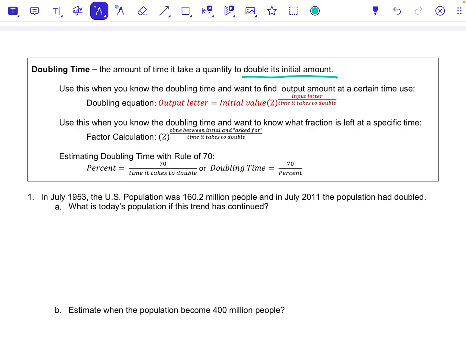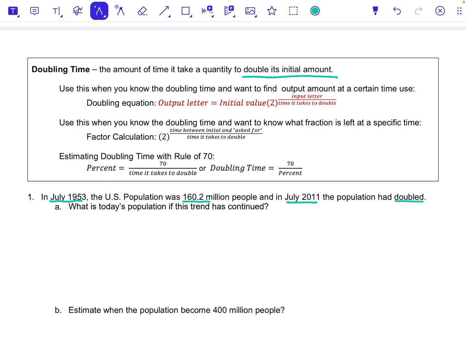So what you see in the box are a bunch of the shortcuts and tips. I'm going to be using them, but I'm also going to be referring back to some of the exponential function stuff we've been dealing with all along. So let's take a look at this doubling time problem. We're told in July 1953, the U.S. population was 160.2 million, and by July 2011, the population had doubled.